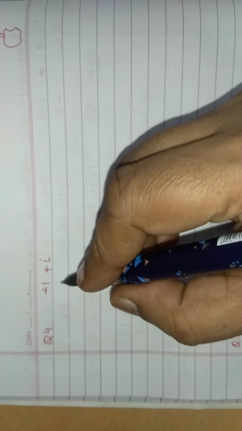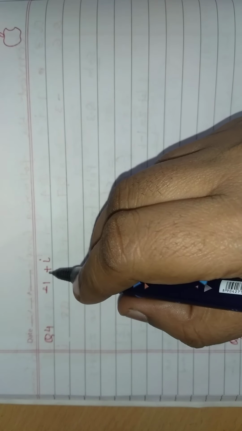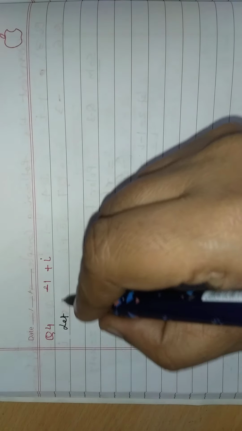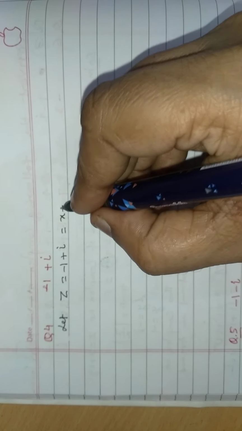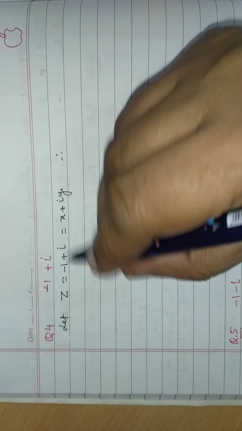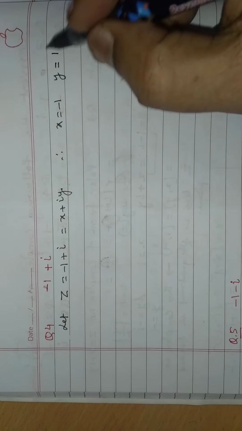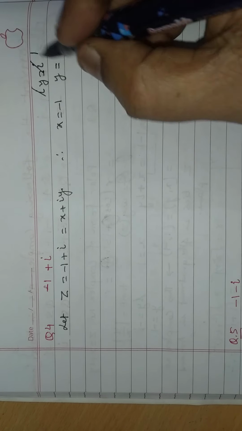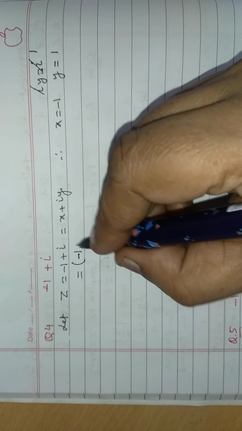So now the next question is question number 4. Here we have to convert it into polar form. So let us suppose z is equal to minus 1 plus i, and this is in the form of x plus iy, therefore if we equate the real part, x is equal to minus 1 and y is equal to 1, because iy is equal to i, so i will cancel, and you will get y is equal to 1. So it is in the form of the ordered pair minus 1, 1.